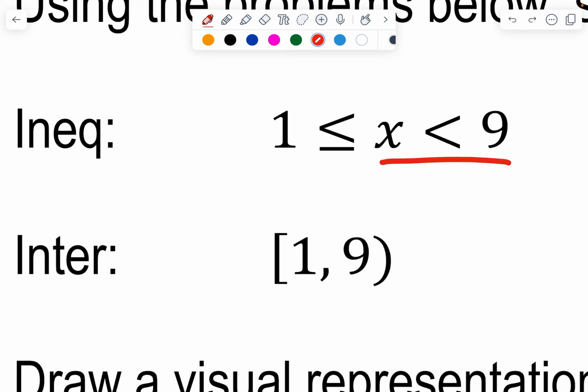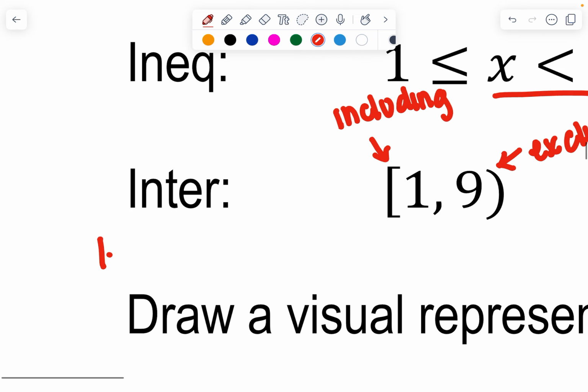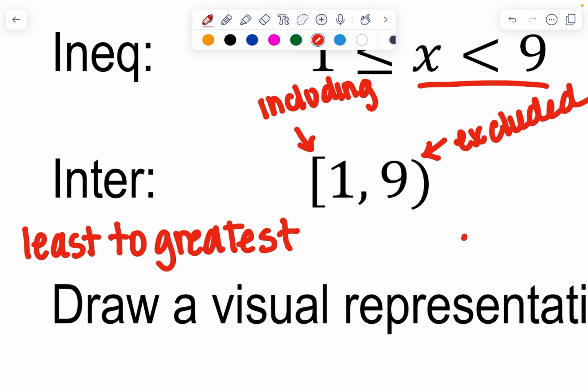The bracket means to include that value. So this is including that value. Parentheses means exclude it. It means it's not included. Also, in interval notation, it will always be written least to greatest. The smallest number first, the biggest number last. So if I saw someone writing an interval with 9, 1, parentheses, bracket like this, I know it's wrong. There's nothing that is correct for that because it's always written least to greatest.